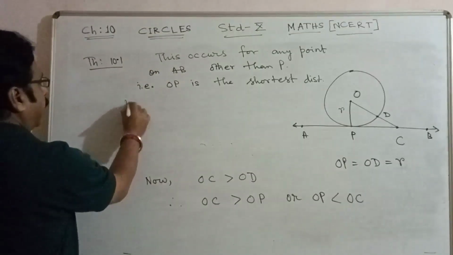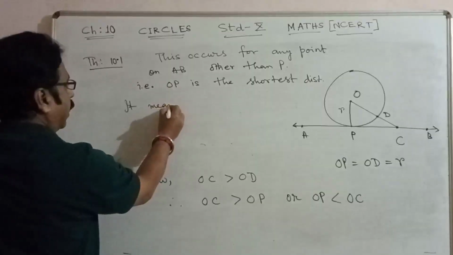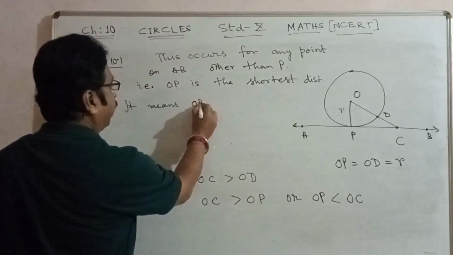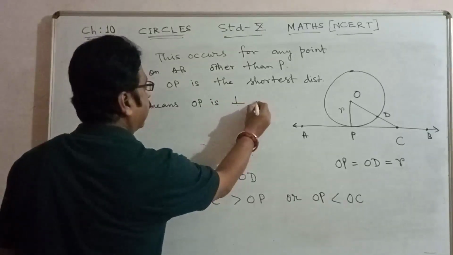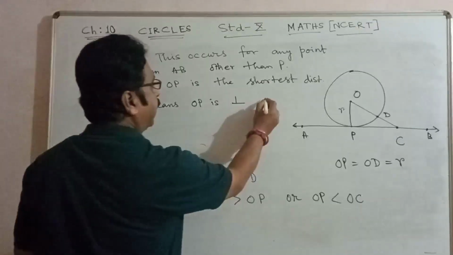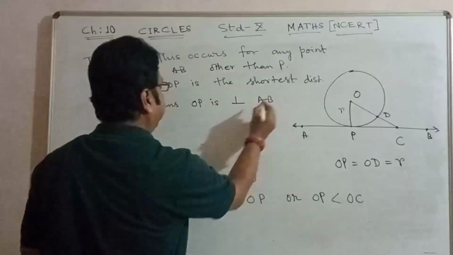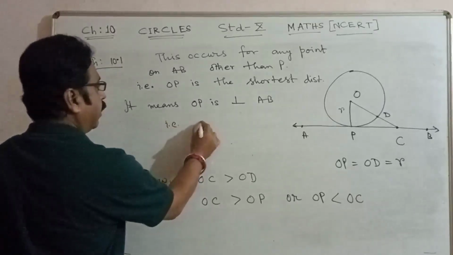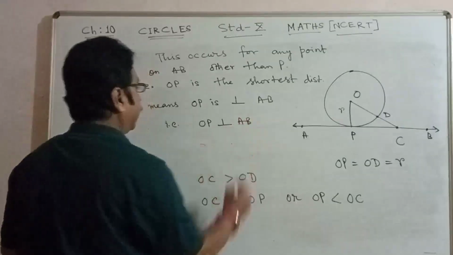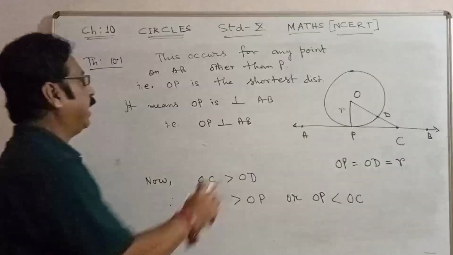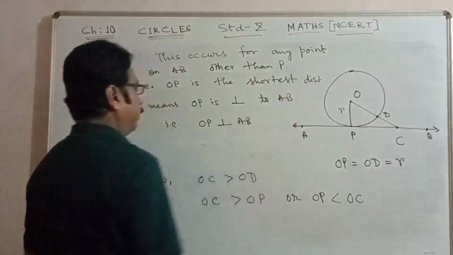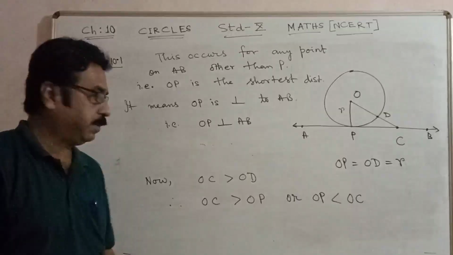It means OP is the shortest distance. It means OP is perpendicular to, symbolically you can directly write, OP is perpendicular to AB. That is, OP is perpendicular to AB. Hence proved.